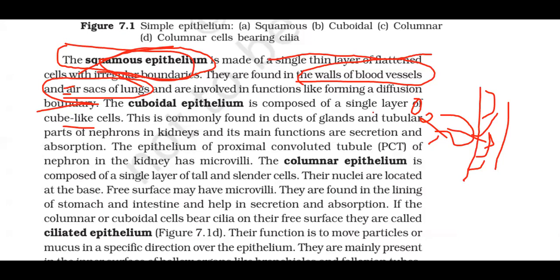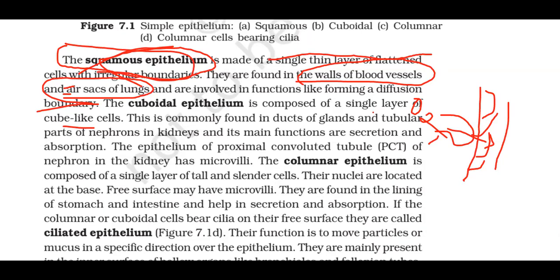Okay, so squamous epithelium cells are single layers, they have irregular boundaries, and they are found in blood vessels and air sacs of the lungs. And their important function is forming a diffusion boundary. Okay, right, have you understood?